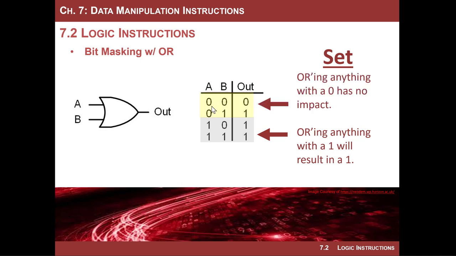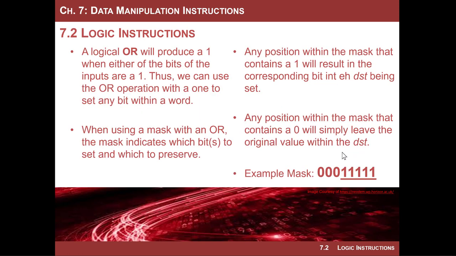Notice though, what makes it nice is that if you OR anything with a 0, the result is not impacted. So if it was a 0, the result's a 0. If it was a 1, the result's a 1. That's nice because you can use that to set bits using a bit mask and an OR gate. Any bit that you would like to set in the destination, you put a 1 in the mask. So in this mask, I would be setting bit positions 0, 1, 2, 3, and 4. Any position in the destination you want to leave alone, you put a 0 in the mask. So in this example, bit positions 5, 6, and 7 would be left alone.